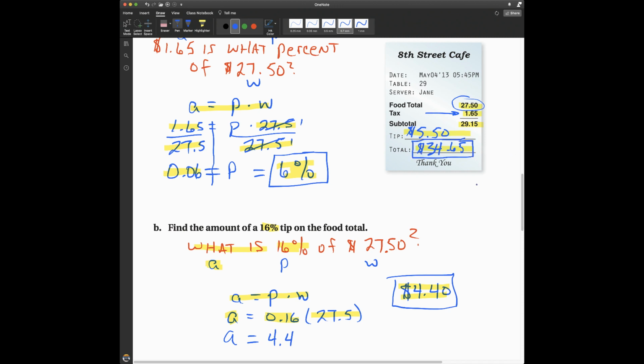Okay. So that's all we have for the percent equation. Again, I prefer this one over the percent proportion, but that's just me. You may like the percent proportion better.